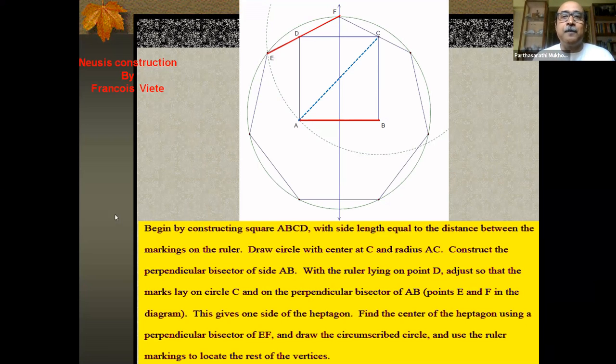It's simple, elegant. So Neusis here is this marked, this particular length that you want to be one side of the regular heptagon. You mark it on the ruler. That's your Neusis. This length is pre-decided, whatever you want as the proposed length of one side. Then what you do is this, you construct this square ABCD, and with this point C as center and CA as radius, you draw this arc.